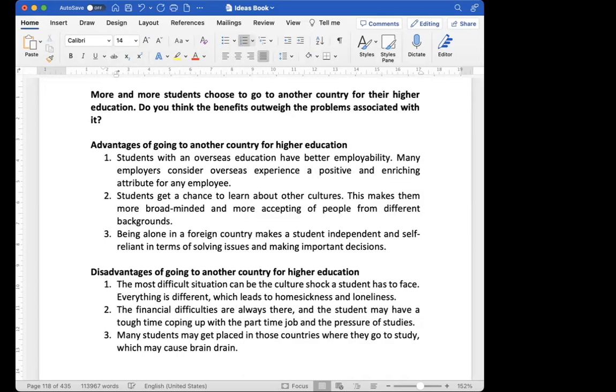decisions. And the disadvantages of going to another country for higher education, the most difficult situation can be the culture shock a student has to face. Everything is different, which leads to homesickness and loneliness. The financial difficulties are always there, and the student may have a tough time coping up with the part-time job and the pressure of studies. Many students may get placed in those countries where they go to study, which may cause brain drain.